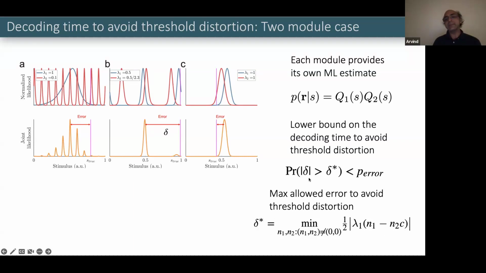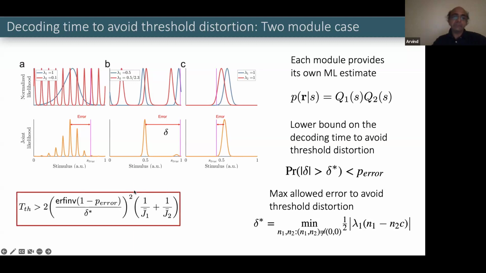And now I can ask, what's the probability that my error is larger than this? If that is the case, then we have a probability of a threshold distortion. So this is how we formulate this problem, and then we can actually calculate it. The time to avoid threshold distortion is, of course, dependent on the individual Fisher informations and the maximum allowed distortion. So the smaller this is, the larger the time you need. So we can get some bound on the amount of time you need to avoid threshold distortion with some probability.